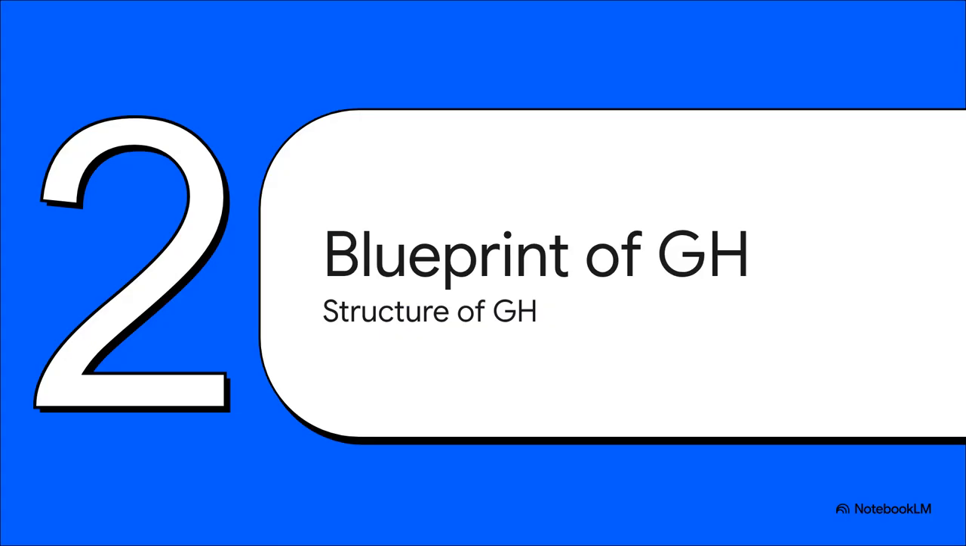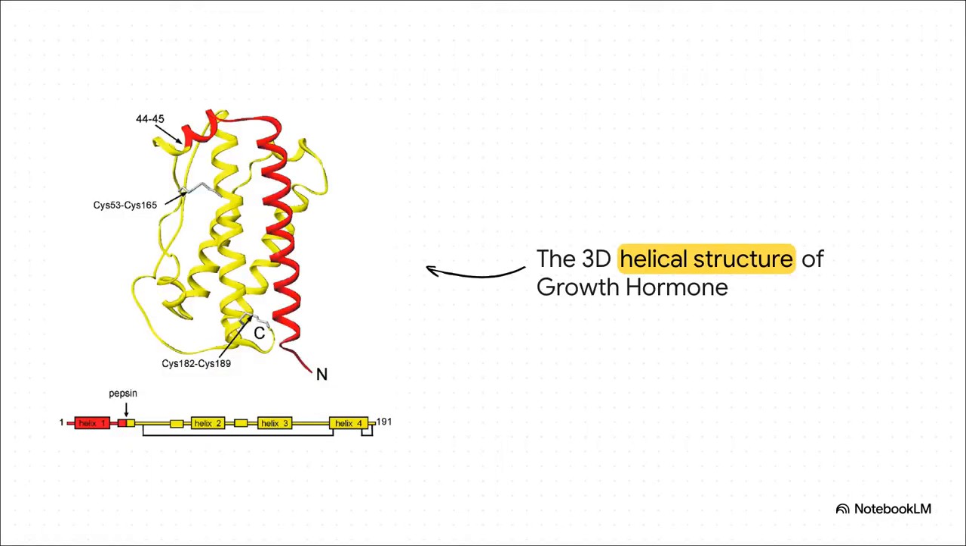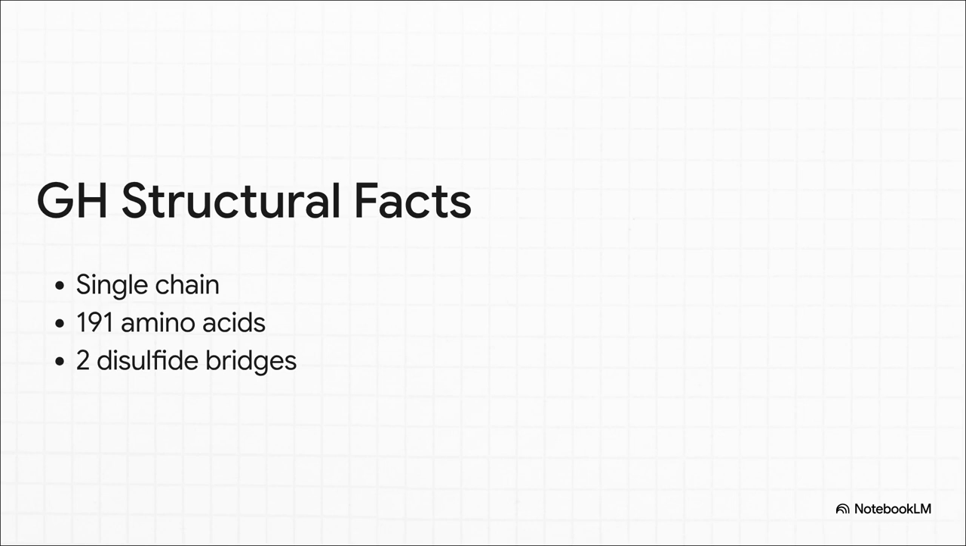Moving to Section 2, the blueprint of growth hormone. Produced by specialized somatotrophs in the anterior pituitary, growth hormone is one of those direct effectors we just talked about. Check out that intricate 3D helical structure on the screen. It's structurally related to prolactin. It gets released when growth hormone-releasing hormone comes down from the hypothalamus, and it is actively kept in check by somatostatin.